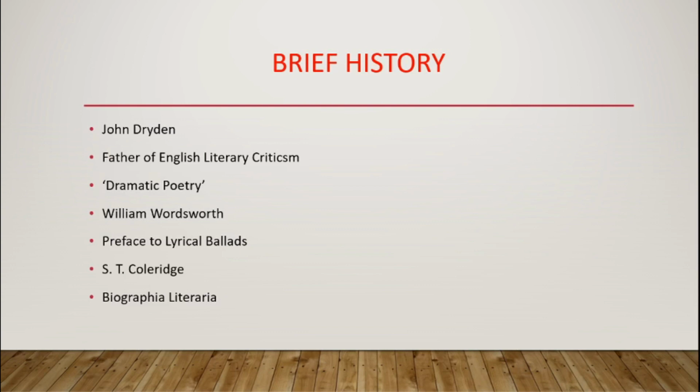So after that, S.T. Coleridge said that it was half of his brain, and he disliked some of the ideas and some of the theories of Wordsworth. So therefore, he started writing Biographia Literaria in 1803 and he completed it in 1817. In the Biographia Literaria, he has given a lot of new theories and new concepts.